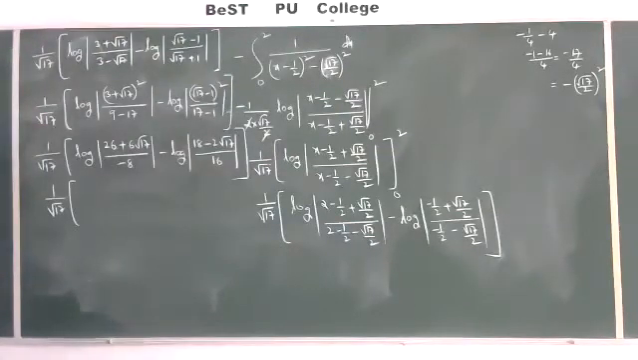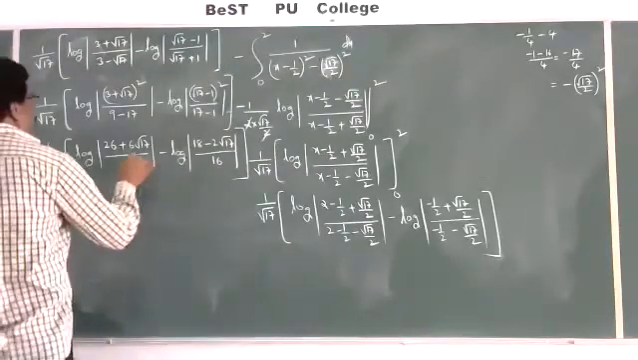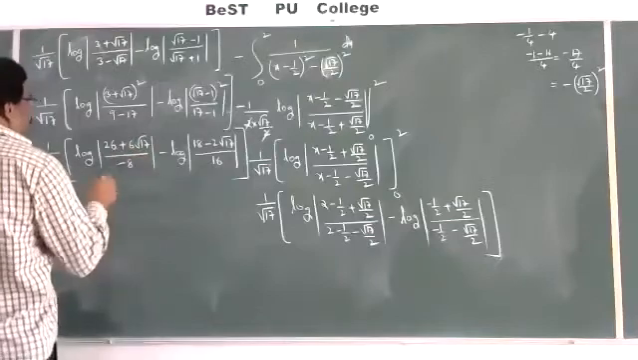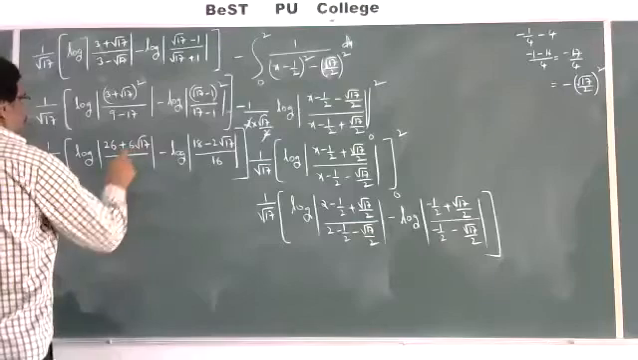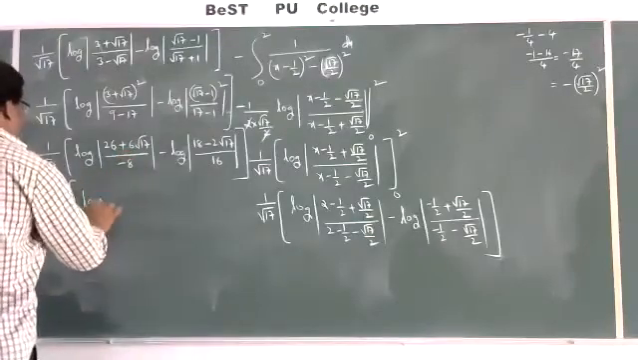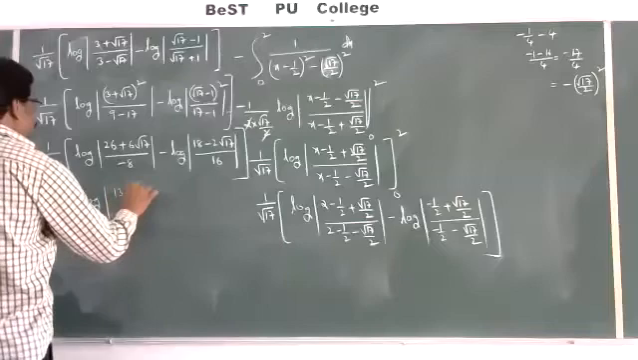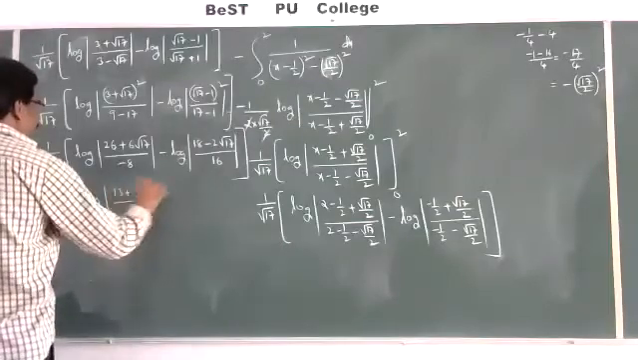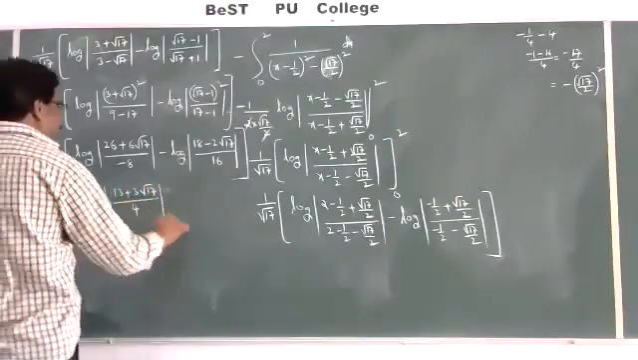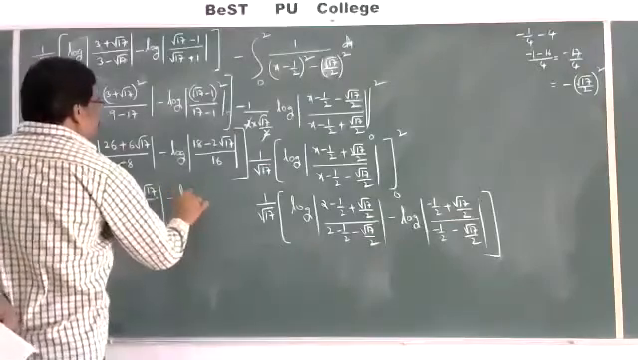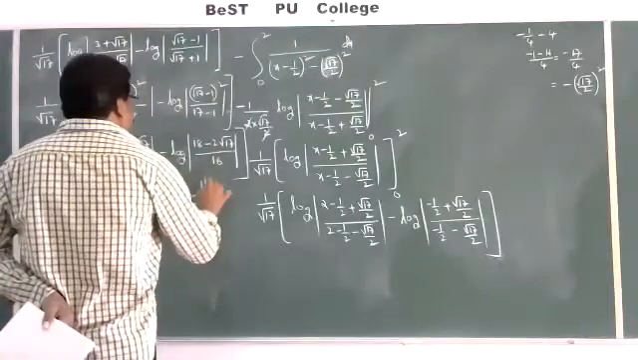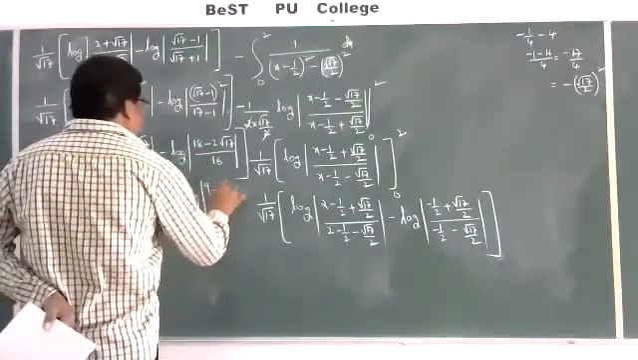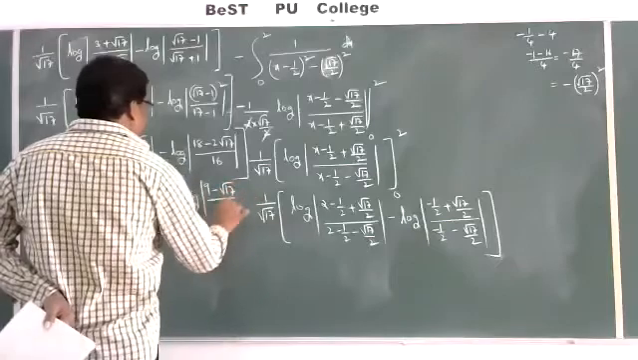For simplification, that is cancel 2 here, 4 times. 13 plus 3 root 17. Log mod 13 plus 3 root 17 by 2 fours 8, minus log mod, cancel 2 here also. 2 nines, 9 minus root 17 by 8.